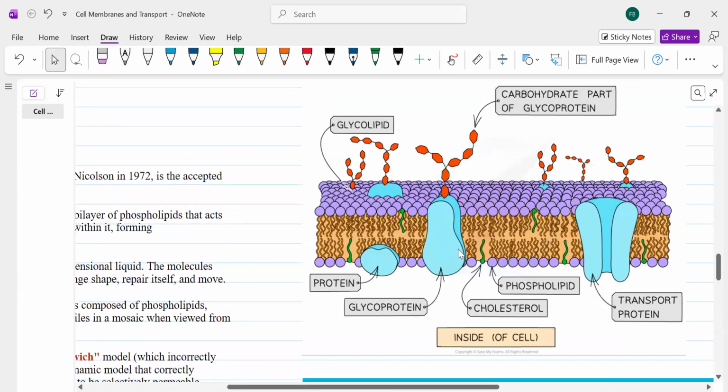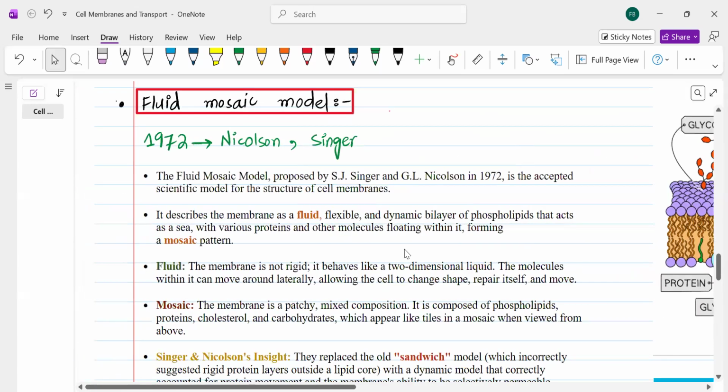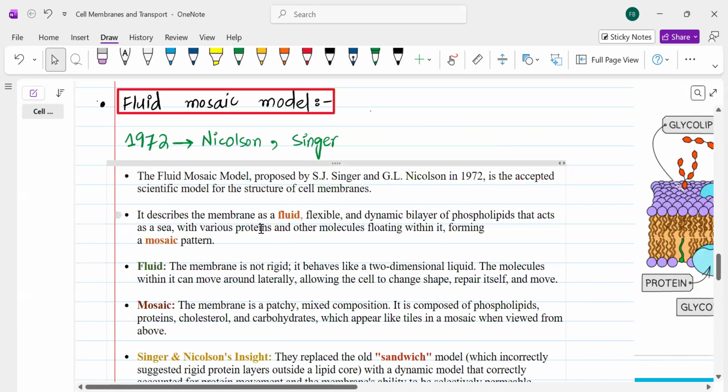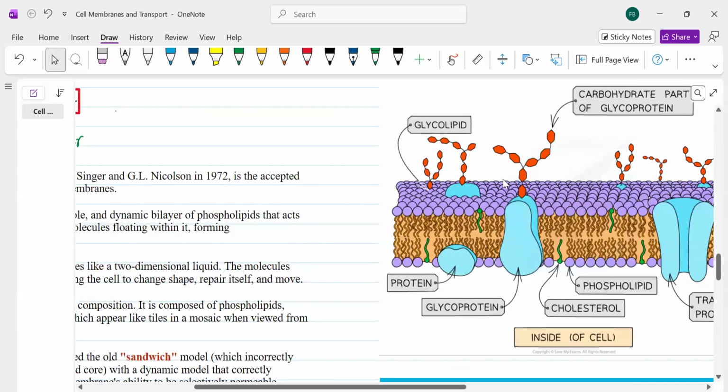This model of the cell membrane discusses that there are phospholipid bilayers, and different proteins and different molecules are arranged within this bilayer at different positions. So it describes the membrane as a fluid. That is why the proteins can move. Some proteins can move because according to this model, the membrane is a fluid.